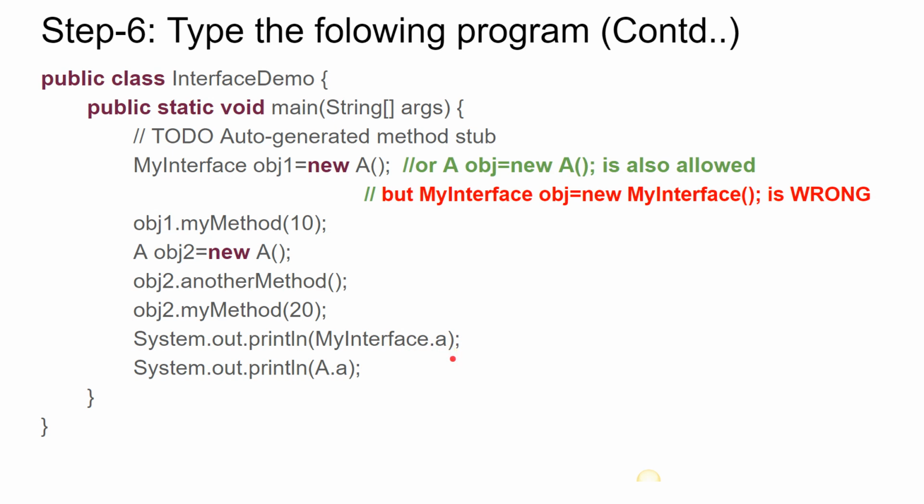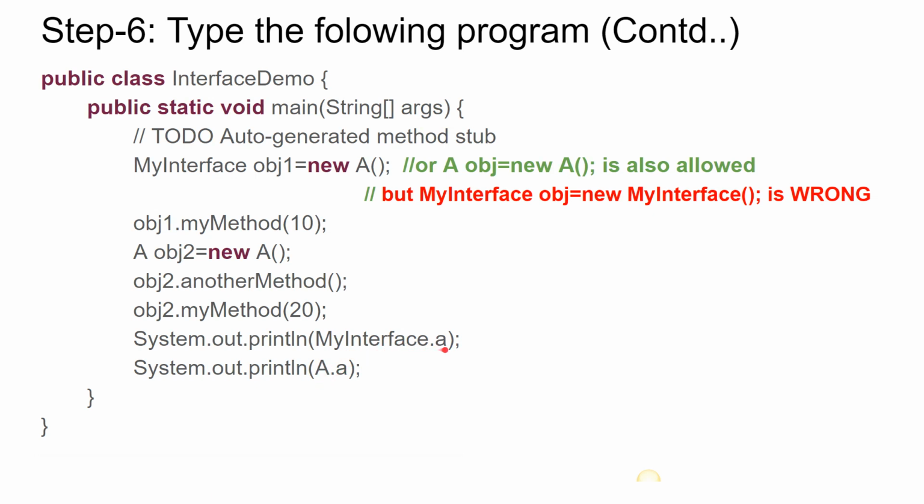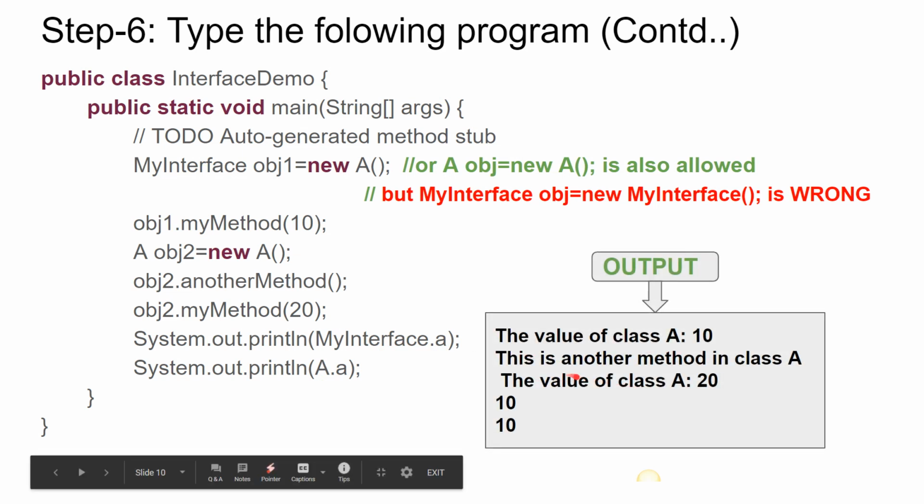So when do we create the object? To access non-static members of a class, we create the object. If it is static, we don't have to create the object; you can directly use the interface name or the class name. A is a class name and my interface is an interface name, and you can use the dot operator here in order to access the static variable. So this is the output: the value of class A 10. This is another method in class A, the value of class A 20, 10 and 10.